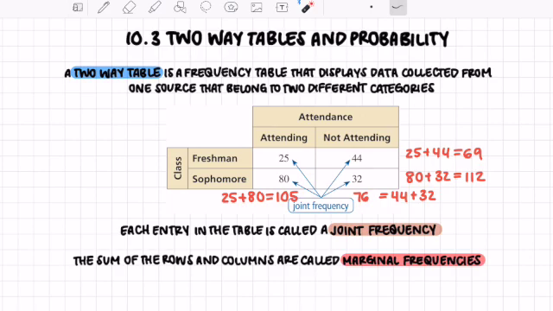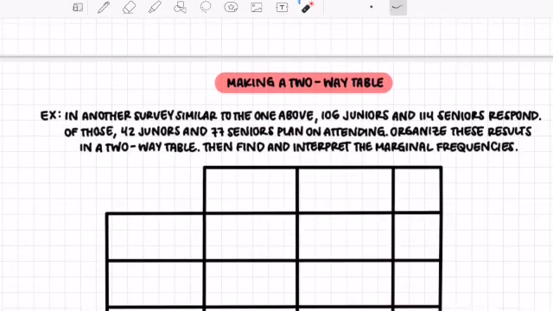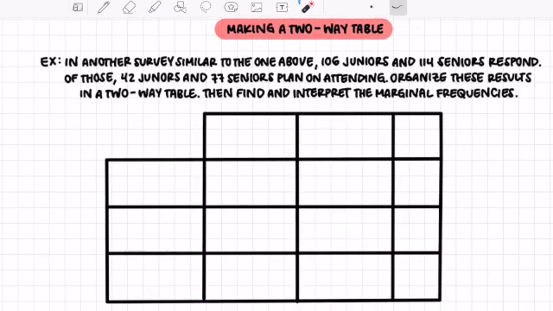Let's try to make our own. So I have a two-way table here. And we're asked here, in another survey, similar to the ones above, 106 juniors and 114 seniors responded. 42 juniors and 77 seniors planned on attending. Organize the results in a two-way table. Then we're going to find and interpret the marginal frequencies.